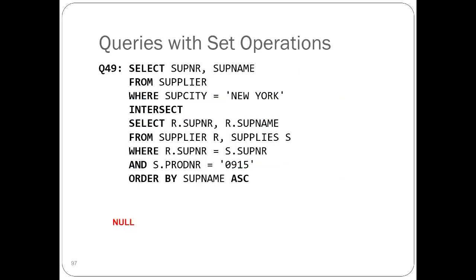So let's think about the intersection case with the same example. If we are interested in supplier number, supplier name for suppliers who are in New York City, the intersection of that result with the result of the second query. The condition is the same. In the previous query we were interested in union, there was an OR, but here it is an intersect. And the bad news is intersect is not supported.